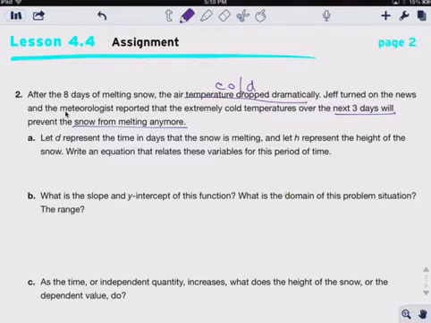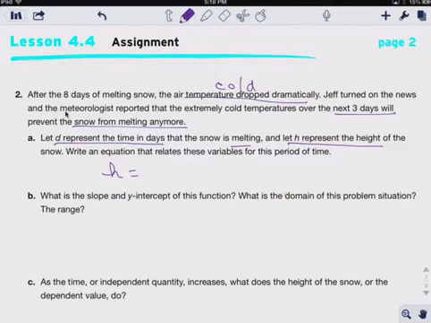Let D represent the time in days that snow is melting, and let H represent the height of the snow. Write an equation relating these variables for this time period. Okay.